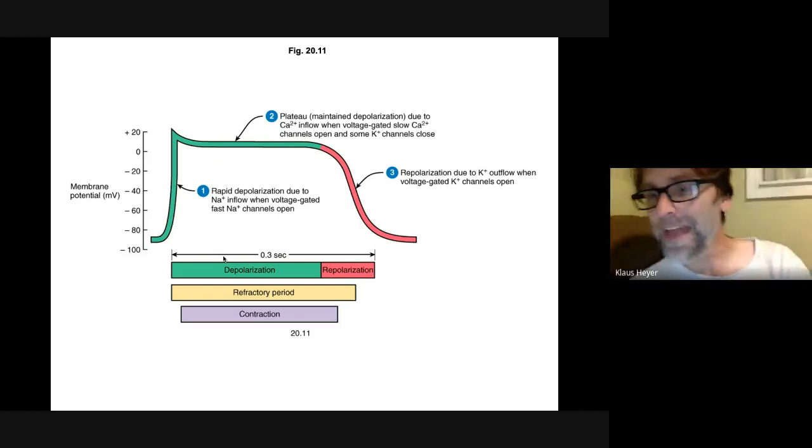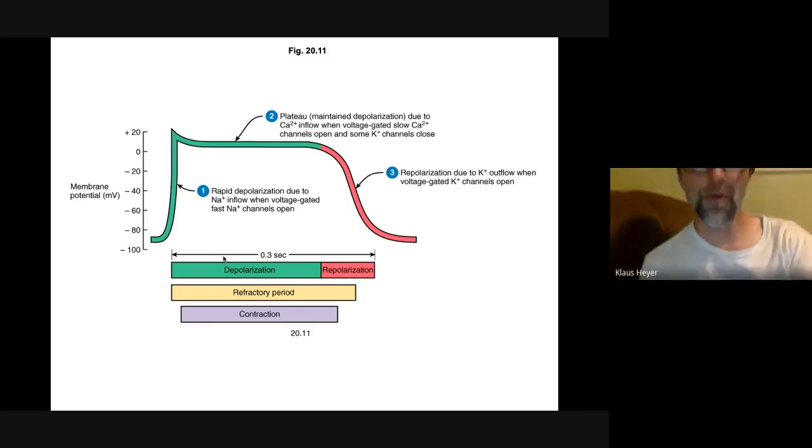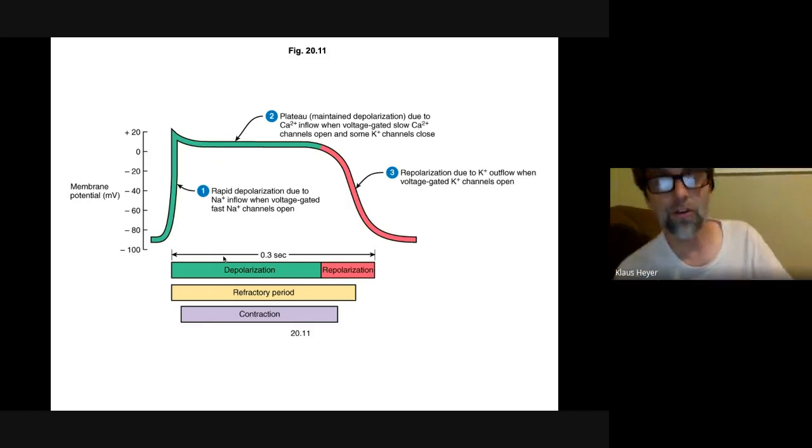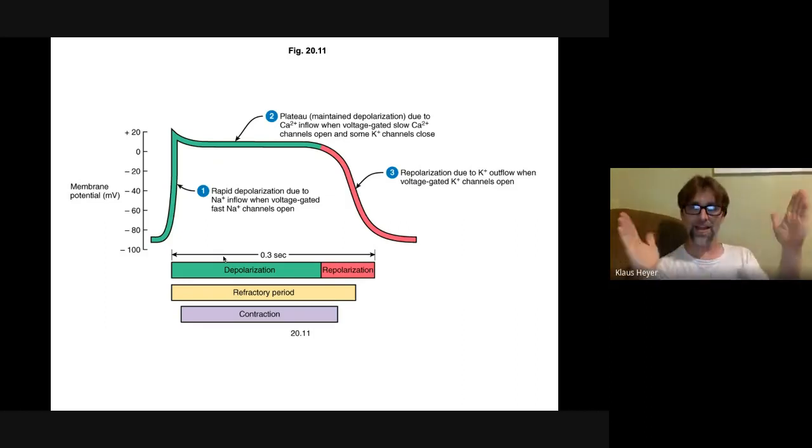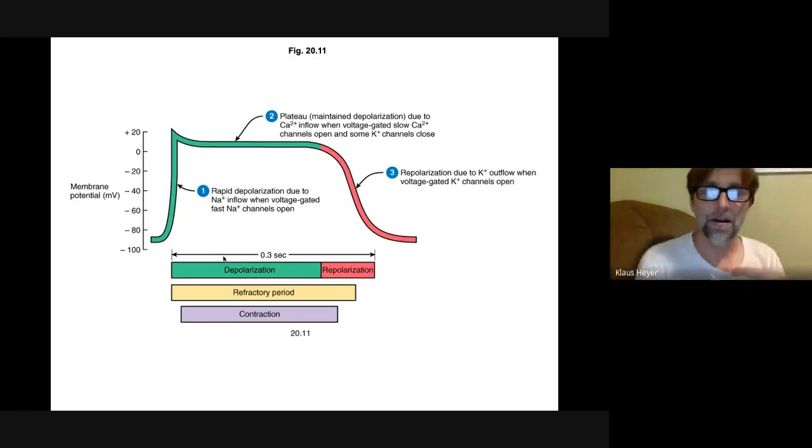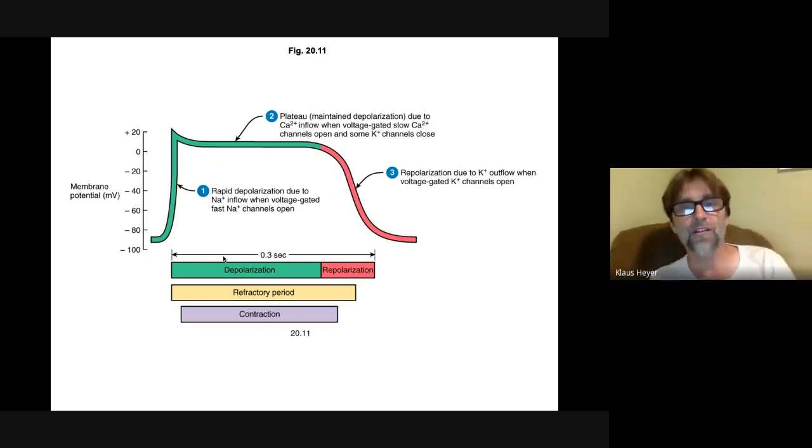We want to hold that depolarization for a while. We want to maintain it. You don't want to just depolarize, contract, and then immediately relax. So you're going to hold this state of depolarization. That's what the calcium does. The calcium is going to start to trickle in.